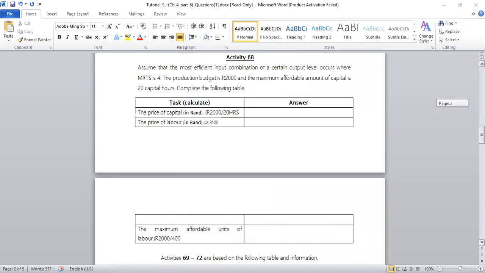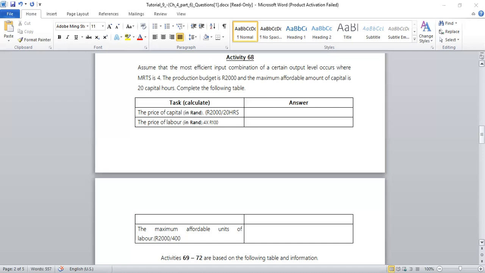Here we are on activity 68. Assume that the most cost-effective input combination of a certain output level occurs where the marginal rate of technical substitution is equal to 4. The production budget is 2,000 and the maximum affordable amount of capital is 20 capital hours. Complete the following table.